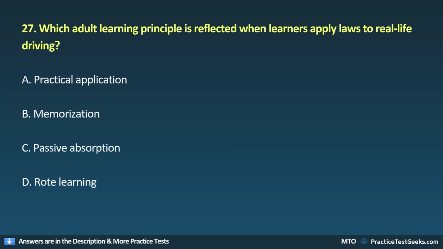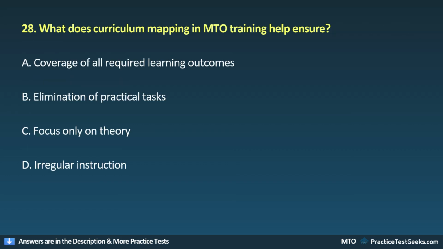27. In adult learning, what is the impact of immediate feedback? A. It reinforces learning and corrects errors quickly. B. It discourages learners. C. It has no measurable impact. D. It confuses recruits.